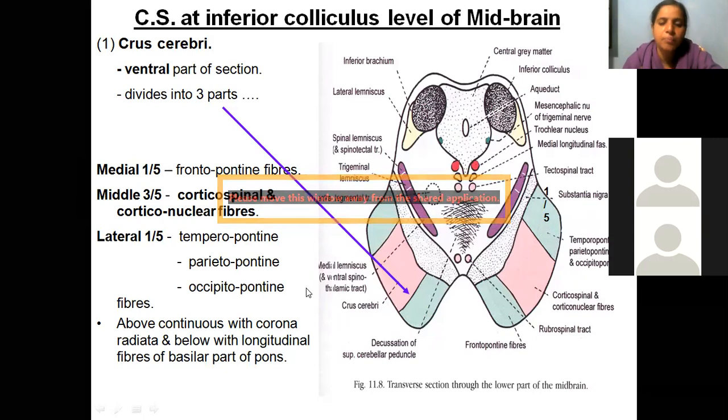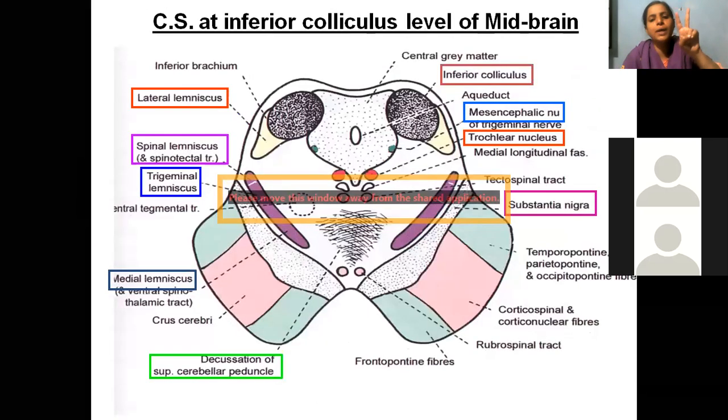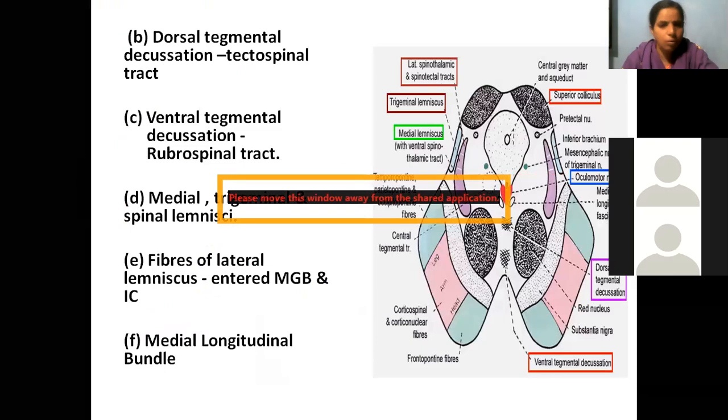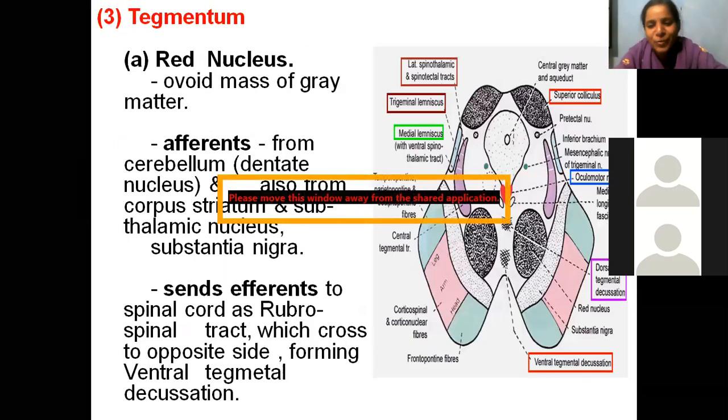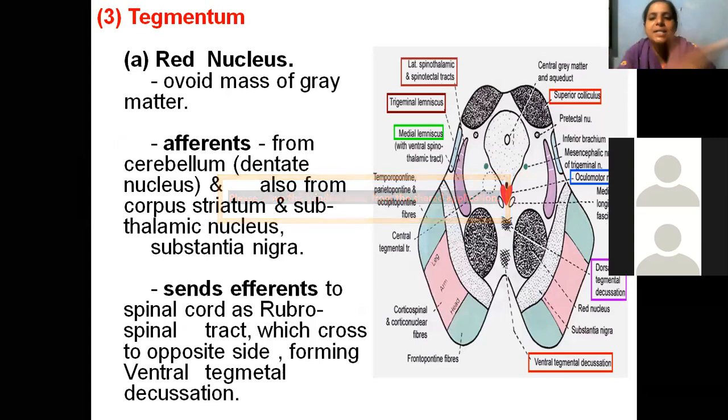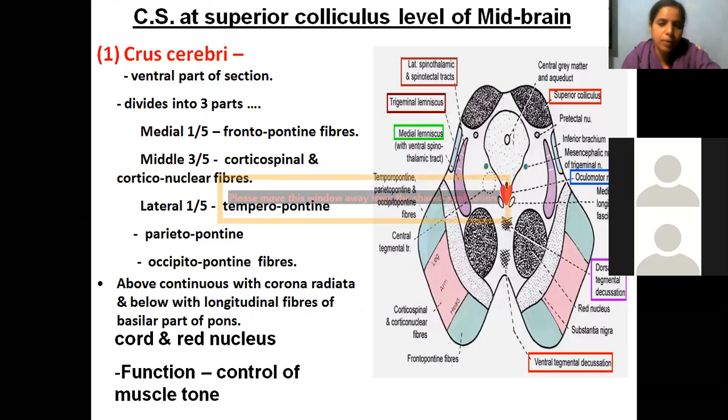How many cross sections are there in this midbrain? Only two, and those two we should learn. We are learning the whole brainstem, so learn one daily. Monday you learn the superior colliculus level, Tuesday the inferior colliculus level. Then for the pons also we have two sections, Wednesday and Thursday you learn. Friday, Saturday, Sunday you learn the rest. Seven sections, that way you will learn.